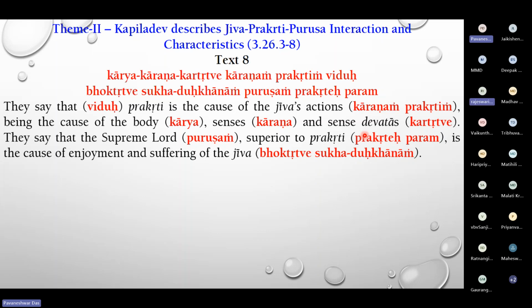So they, who are they? Wise people. They say that Prakruti is the cause of the Jiva's actions. How is Prakruti the cause of the Jiva's actions? Being the cause of the body. Prakruti is giving us the body, the material body, which is made up of Pancha Mahabhutas. What are the Pancha Mahabhutas? Earth, water, fire, air, ether. These Pancha Mahabhutas are the karya.